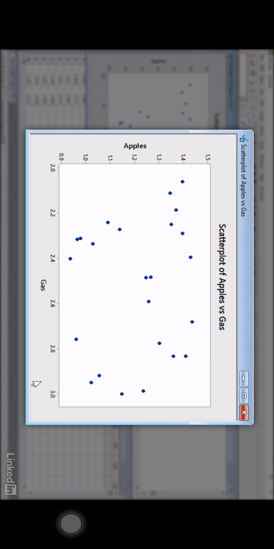And here you have it. I don't see any relationship here based on the shotgun scatter. Nevertheless, we can run a correlation analysis on this. To do that, go up to Stat, Basic Stats, and choose Correlation. Choose those 2, apples and gas, because that's of interest to us. Are they correlated or not? So let's click OK. And you have it.